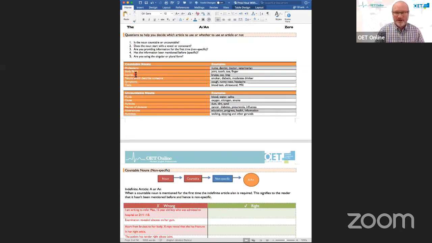Body parts. As health professionals, you have to talk about body parts. Body parts require an article. For example, a joint or a tooth, a toe, a finger, these are all body parts. If there's only one of them, for example, stomach, we're going to say the stomach, the nose, the ears, and so on. We'll need to use a definite article.